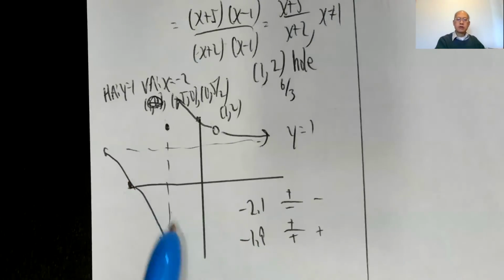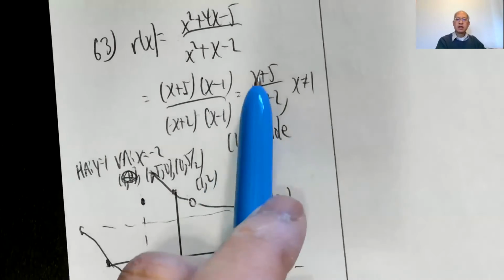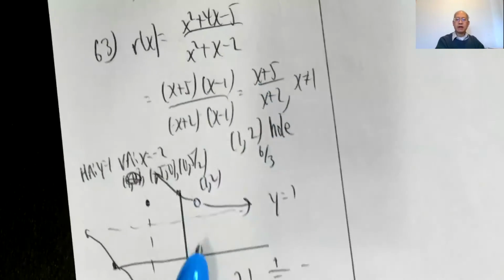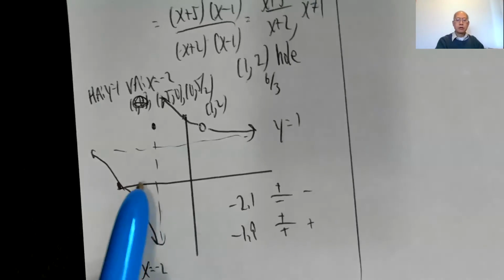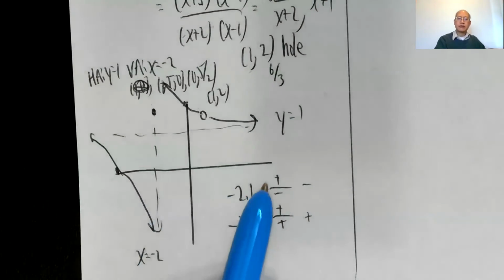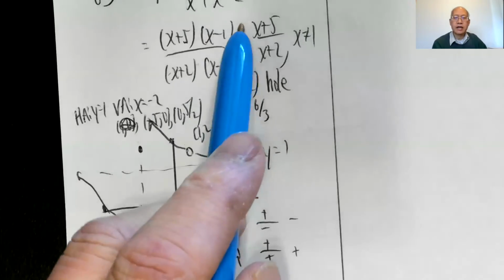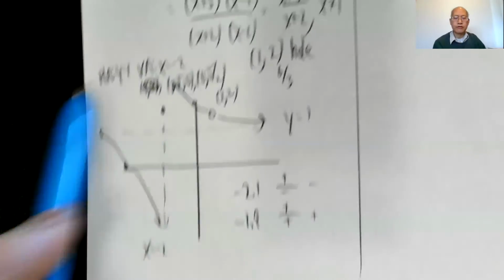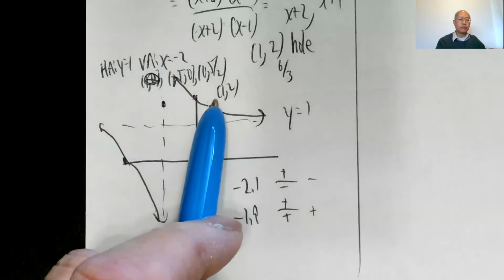Go here, go here. Okay, let's get near the vertical asymptote. Negative 2.1. Sorry, positive divided by negative is negative, negative 2.1. Negative 1.9, positive, positive, shoot toward infinity. Okay, so this branch goes like that, but there's a hole at (1, 2).